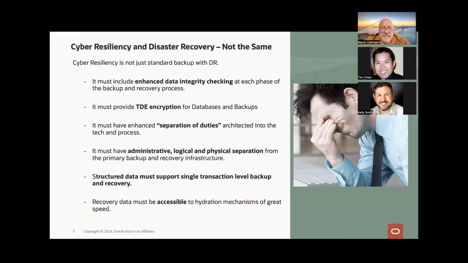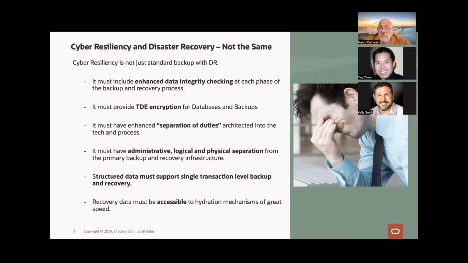You want to maintain administrative, logical, and physical separation from the primary backup and recovery infrastructure. You want to have a location where your backups are kept safe and not normally accessible on your network. So again, if anything happens, you still have a second chance of getting your data restored from a safe place.